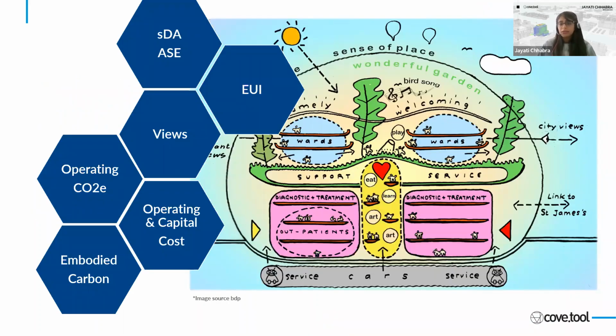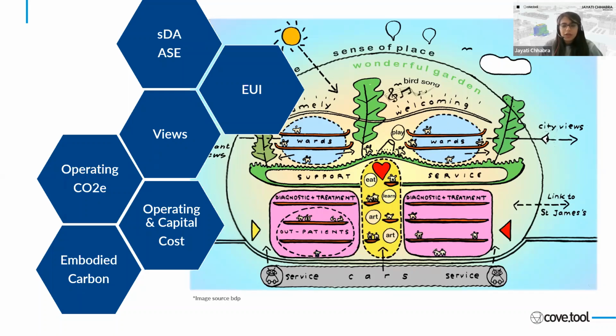Now, these are the key metrics that you see on the screen that we are going to consider at early stage, which includes EUI, operational carbon, operating and capital cost, which means how much cost is required for operating the building and how much it will take to be built. Then the next is embodied carbon, then views, which means what can we see outside, how good are we making patients' stay, and finally SDA and ASE, which is the quality of daylighting you're getting in the spaces.